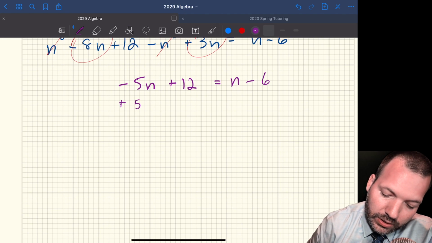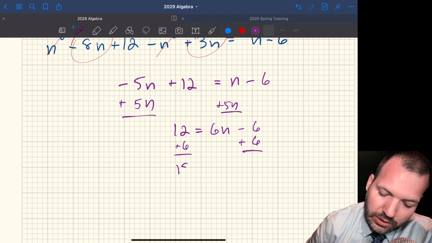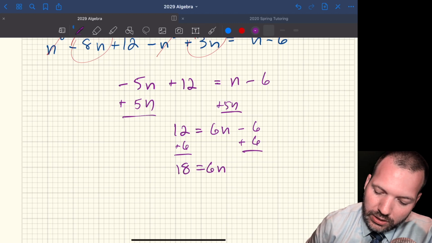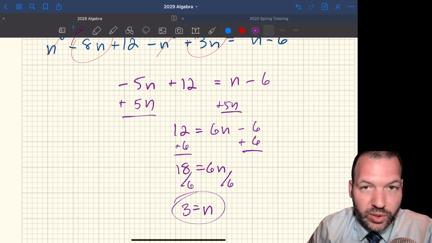From here, I might start bringing my n's over. 12 equals 6n minus 6. Adding my 6, 18 equals 6n. Divide by 6, divide by 6. 3 equals n. Now, I've been a bad boy.